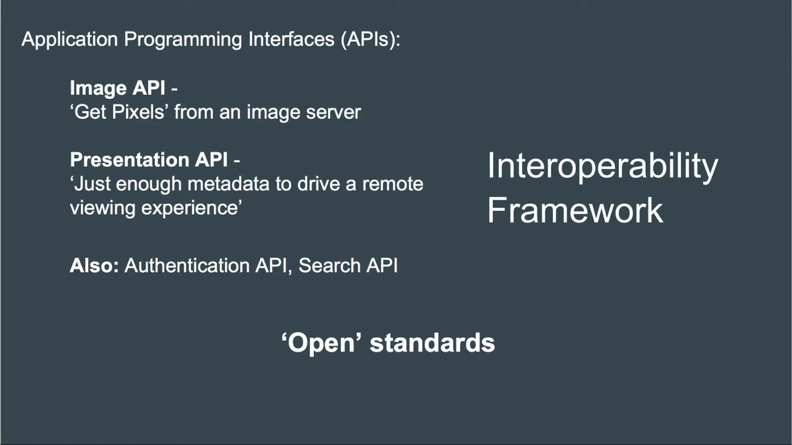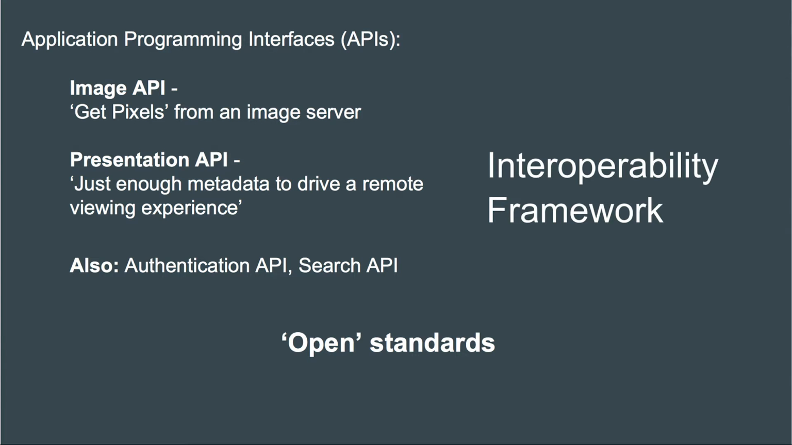The second is the Presentation API. This is intended to then provide just enough metadata to drive a remote viewing experience. What that means practically is that it provides the key richness to enable not just a view of an image, but an experience of an image-based object. So it can provide an order to multiple different views from the same object, the resources needed to display a representation of a view, and the descriptive information needed to allow the user to understand what it is exactly that's being seen in that image.